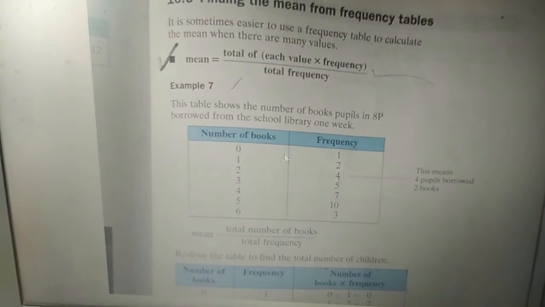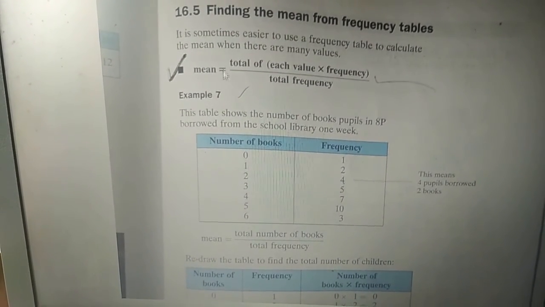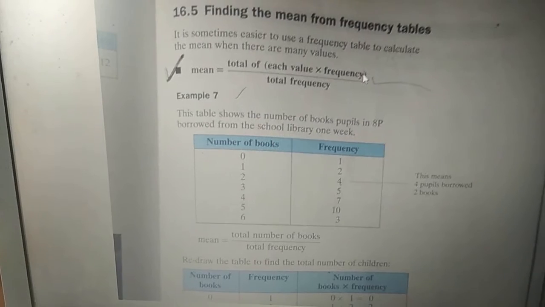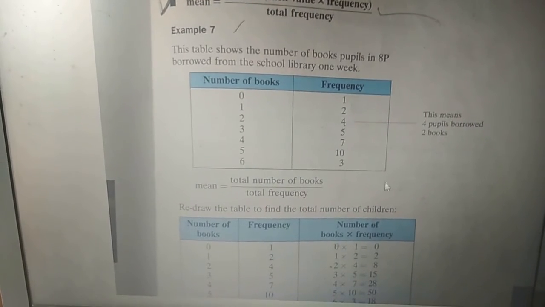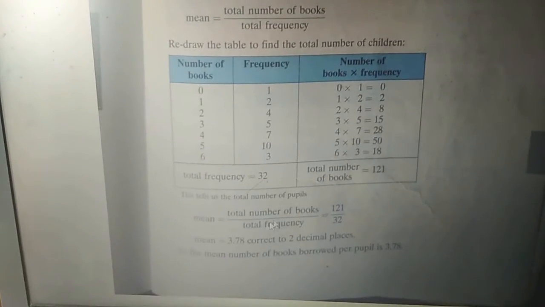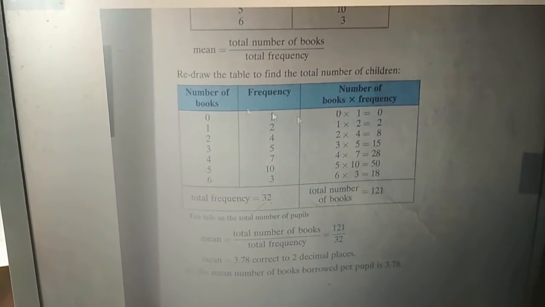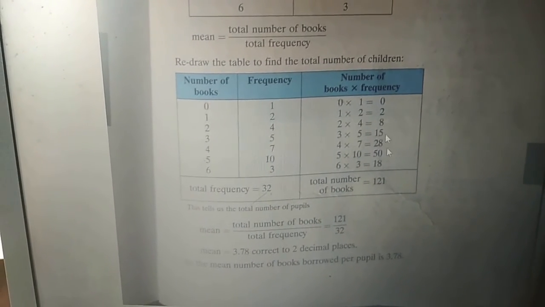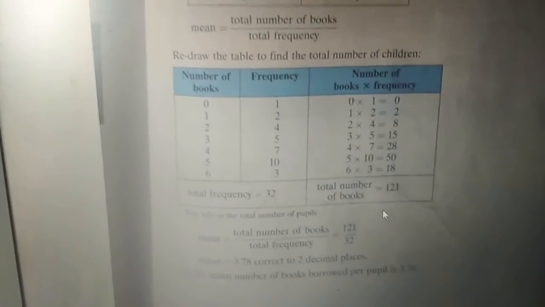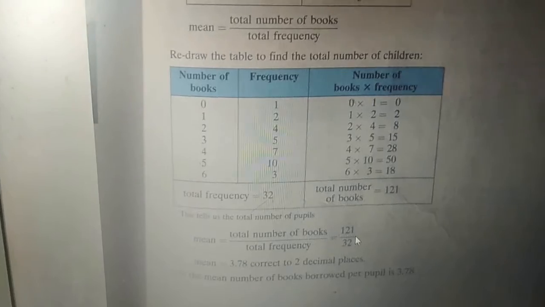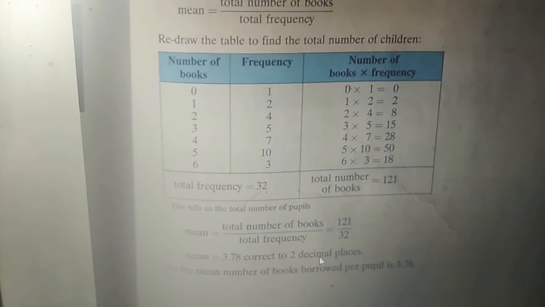As in the question we have books, that's why we use the word books in the formula as well. Otherwise the formula is the total of each value multiplied by frequency. Here each value means the number of books. So the total number of books is the addition of the multiplication of these two columns, which is 121. Total number of books divided by total frequency: 121 divided by 32. So the mean is 3.78 to 2 decimal places.